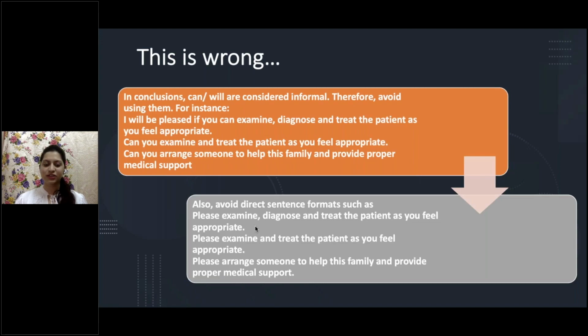It should never be a direct instruction, so next one, "Please examine and treat the patient as you feel appropriate," or "Please arrange someone."